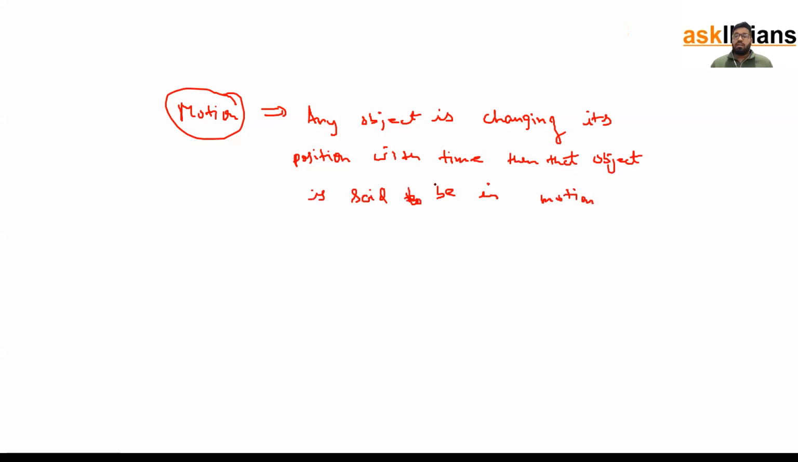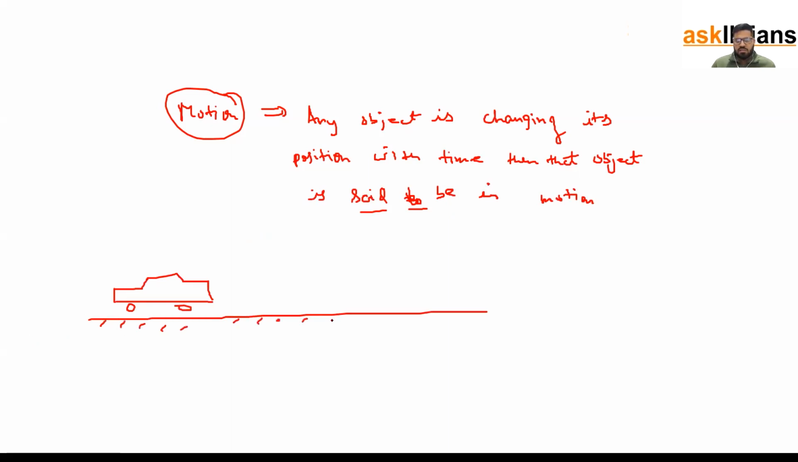Okay, so whenever any object changes its position with respect to time, it is said to be in motion. Position can be changed in several ways. Suppose I am talking about a car. Suppose a car is moving on a road. At a particular time it is at a position like this, so it is at a position A.